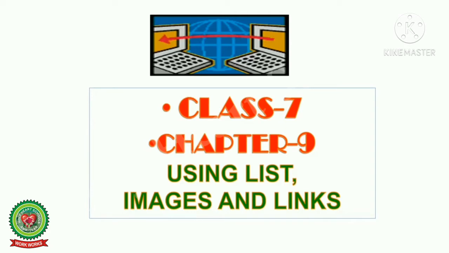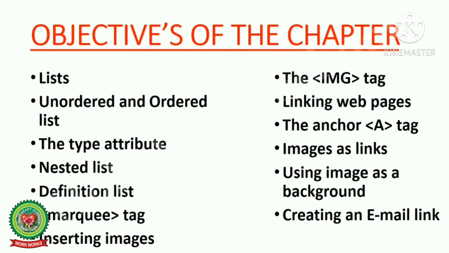In the previous term, you were introduced to the basic formatting tags used for designing web pages in HTML. So in this chapter, we will discuss some more tags like list, unordered list, ordered list, the type attribute, nested list, definition list, marquee tag, inserting images, the image tag, linking web pages, the anchor tag, images as links, using image as a background, creating an email link.